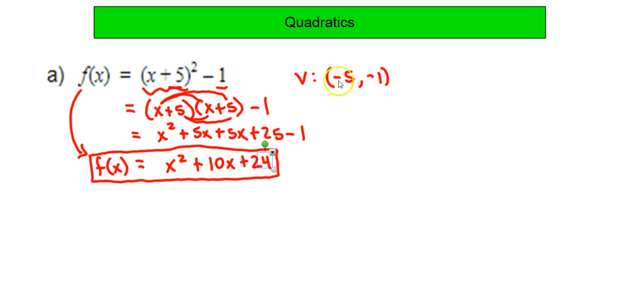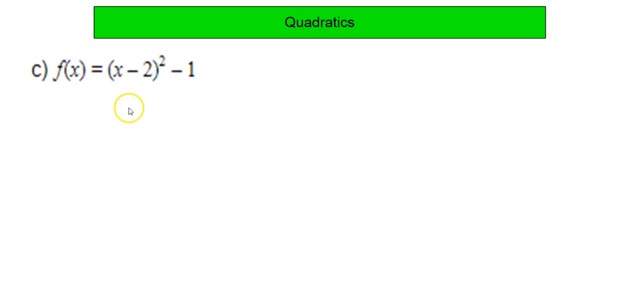We already know that it has a vertex at -5, -1. But how can we deal with the standard form, and why is it useful? So that's what we're going to look at in this video. So a couple more examples of that. Let's go ahead and do this one.